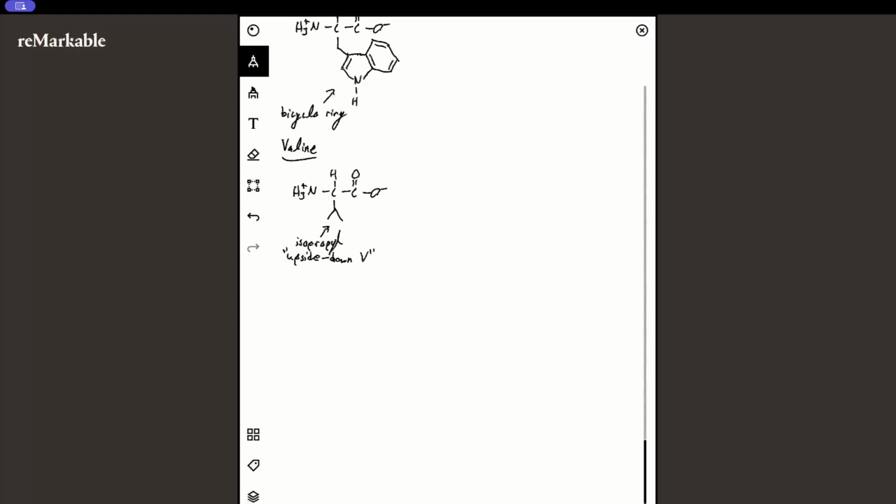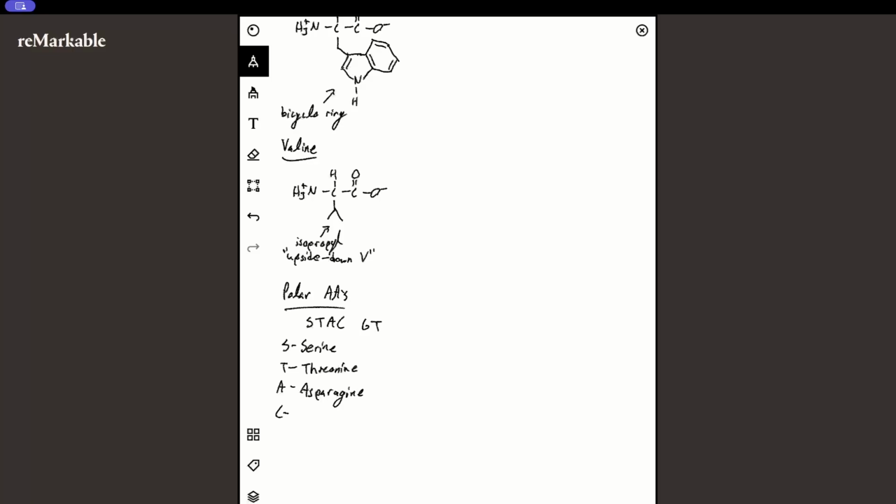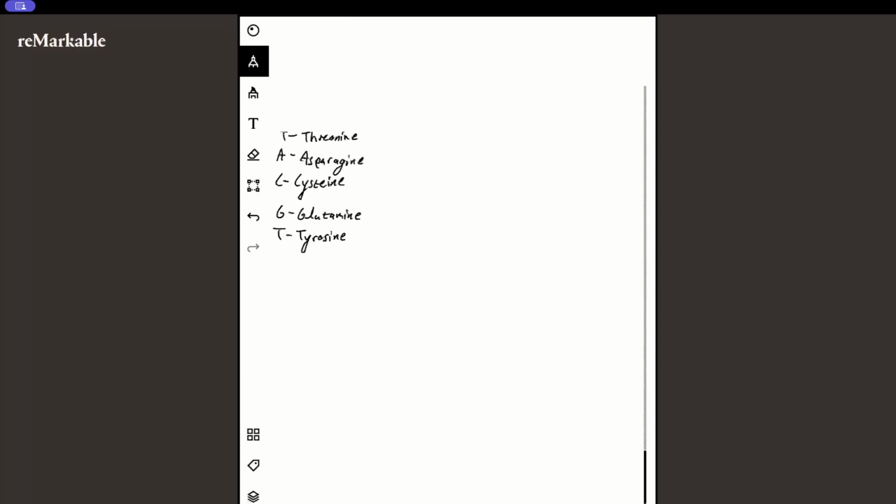Now the next group are our polar amino acids. So the acronym I use for this is STAC GT. Pretty easy to remember, I think. Going again to kind of vehicles for the acronyms. And so what we have here is serine, T, threonine, A, asparagine, C, cysteine. Then you go to the next one, glutamine, and the last one, tyrosine. I'll put that right there. Beautiful.